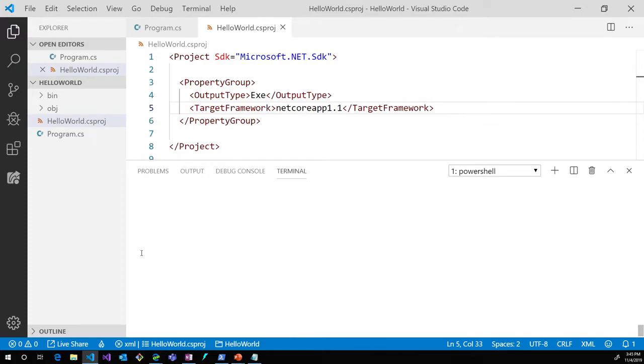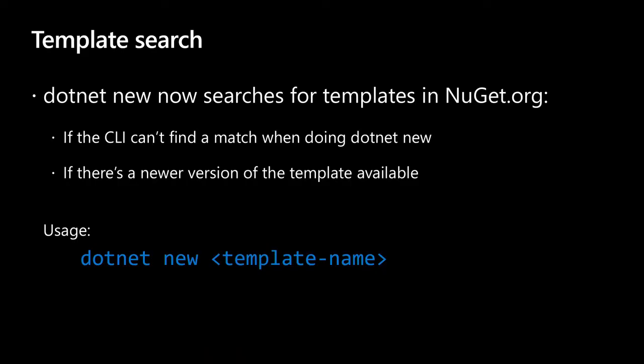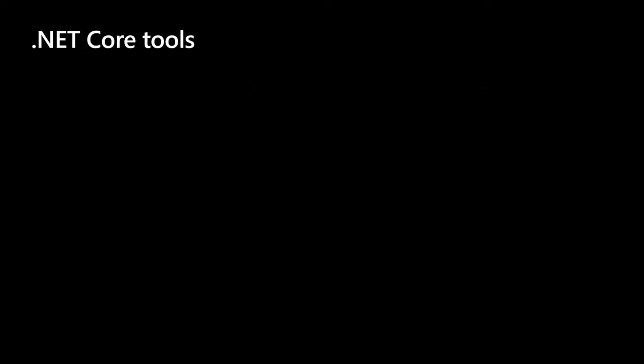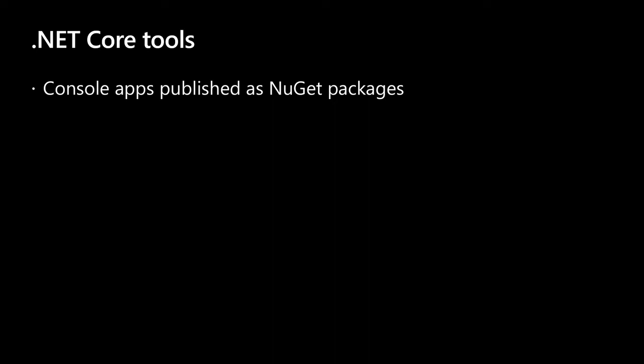And then our last subject for today, it goes so fast. It's .NET Core tools. They're usually referred to as global tools or local tools. They are basically console apps that are published on NuGet as NuGet packages, so you can download and use them.